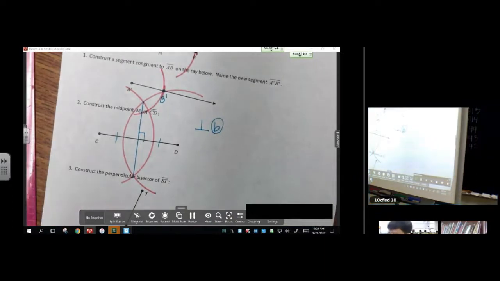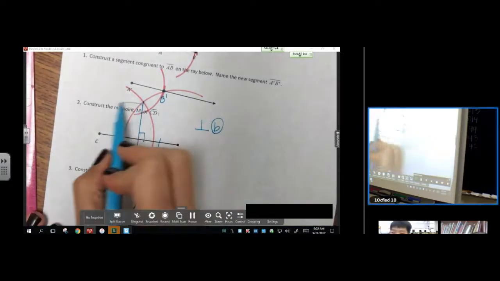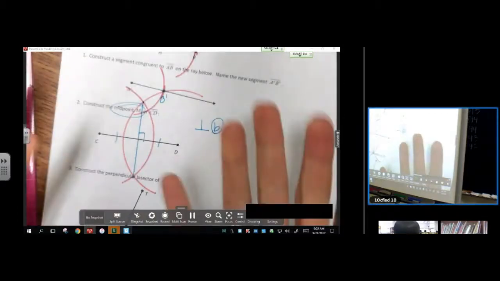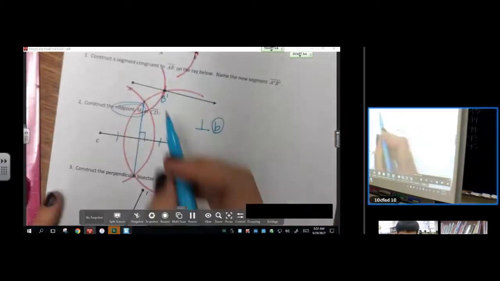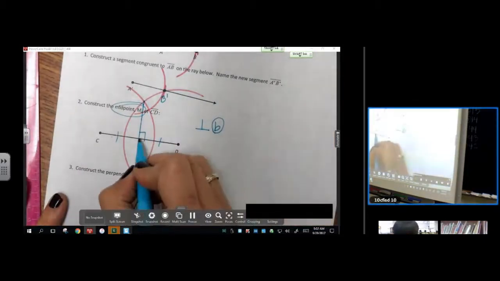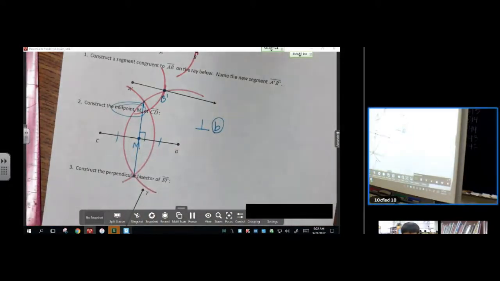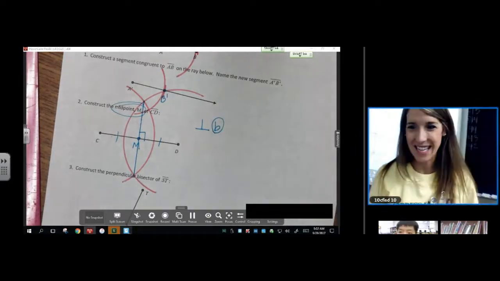Now, we're not quite done because it said construct the midpoint. Where is the midpoint? The midpoint is where the perpendicular bisector hits the segment. There you are, M. You're right there. M is the midpoint of CD.